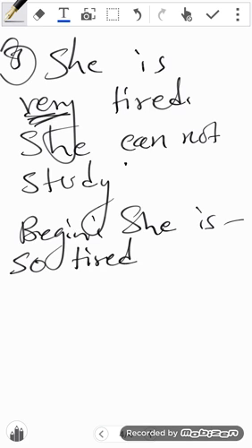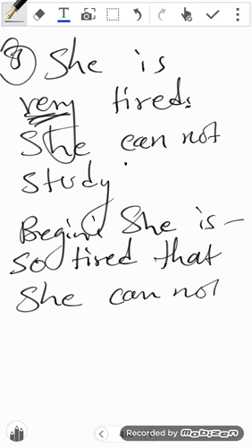Yes. Now, if you have this full stop here, substitute what? That. Yes. So she is so tired that she cannot study. You see, she is so tired that she cannot study. Let's continue with more examples.